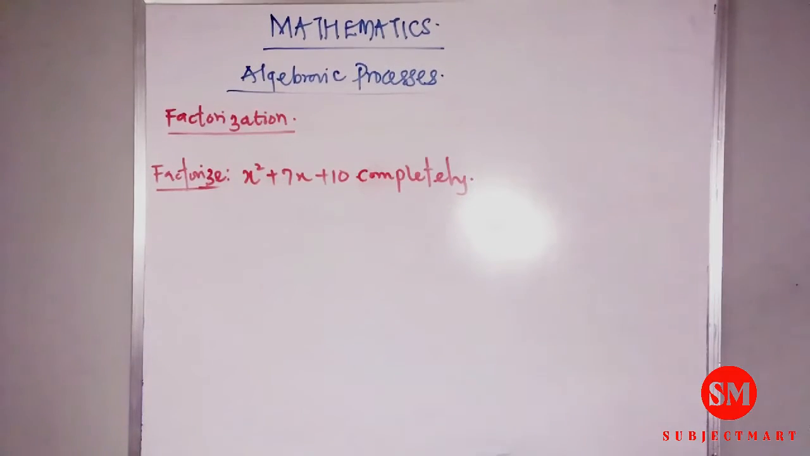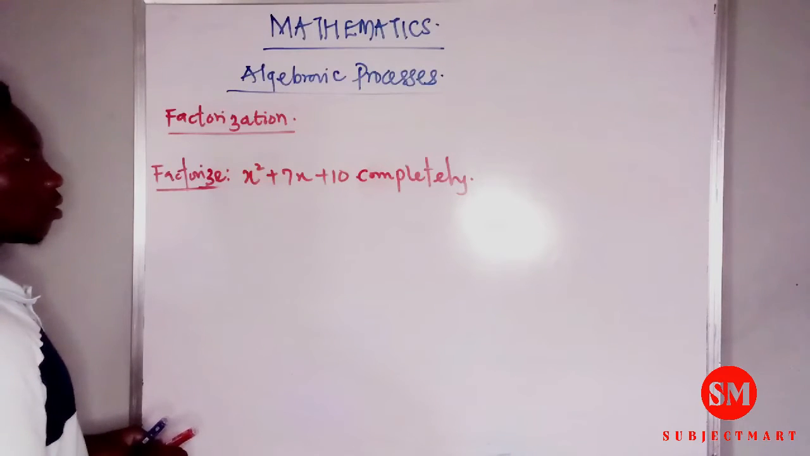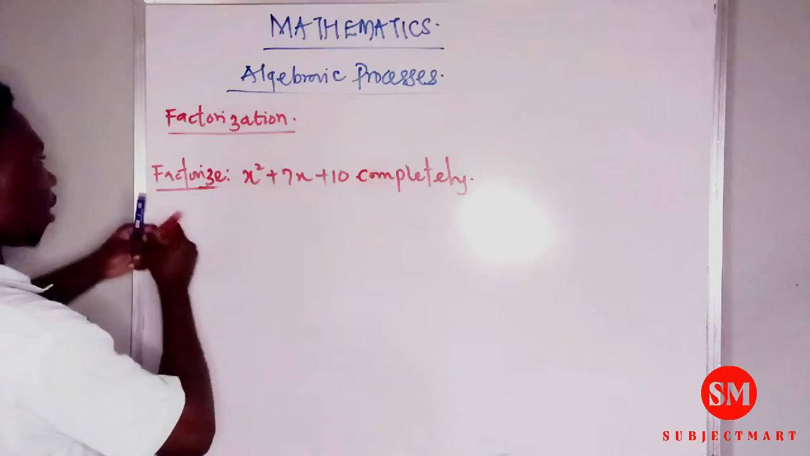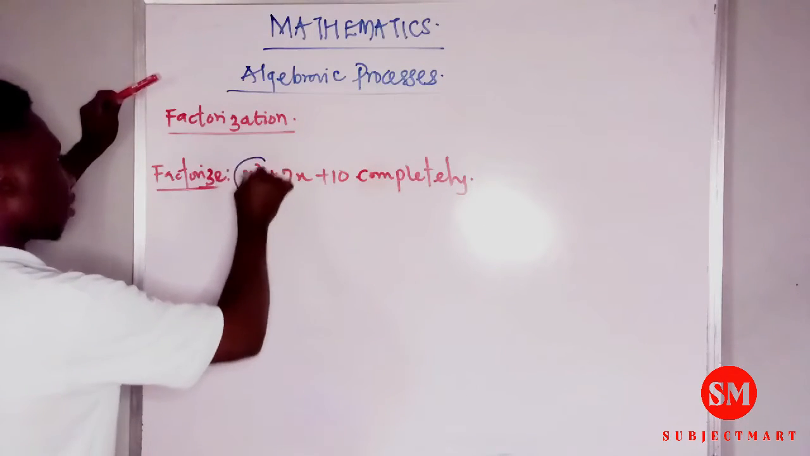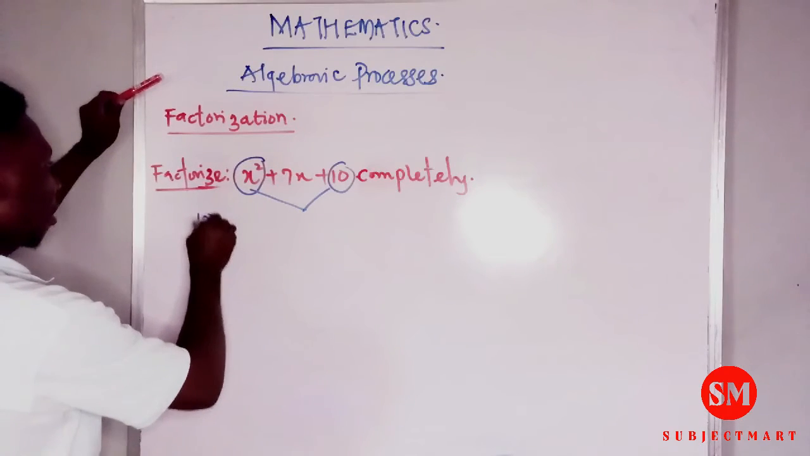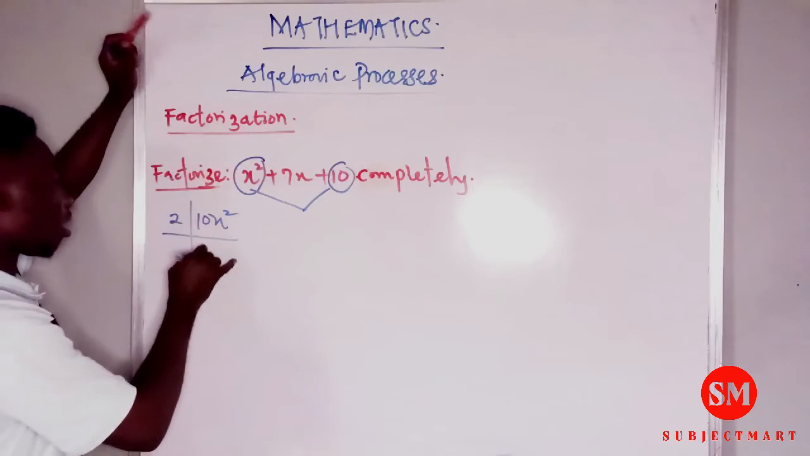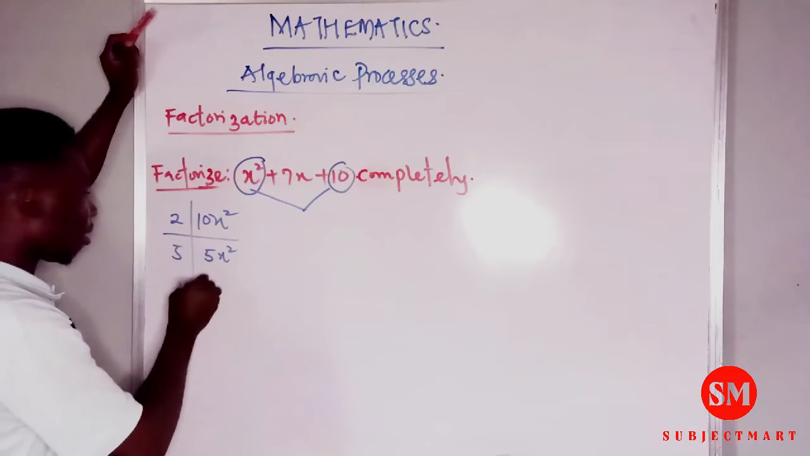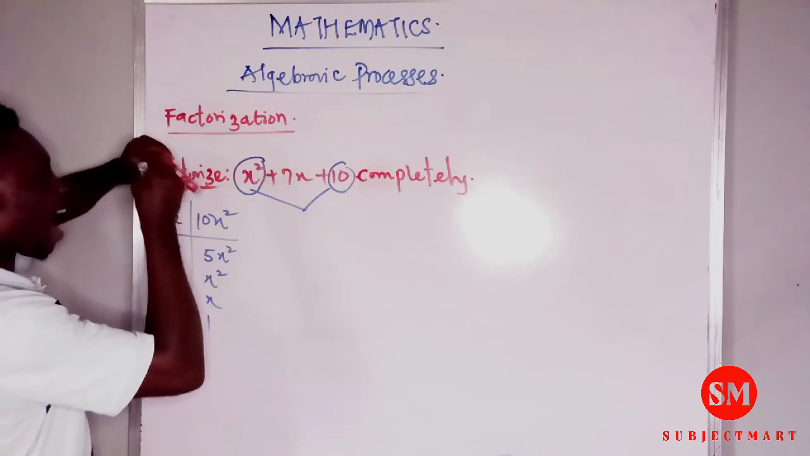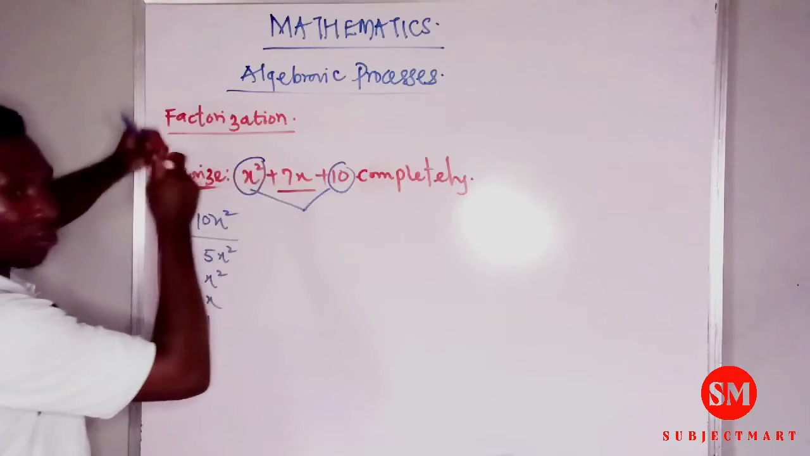If you pay attention to this question closely, you have x squared plus 7x plus 10, and you're asked to factorize completely. In this kind of question, it is very, very easy. You pick the first term, multiply it to the last term. Multiplying these two gives us 10x squared. Look for the factors of 10x squared. So you have 2 here, 5x squared, 5 here, x squared, x here, x here. Now you ask yourself, how do I combine these factors to give me b?